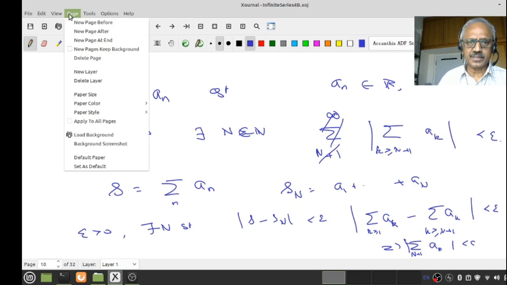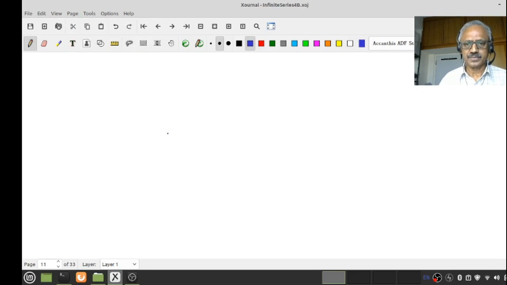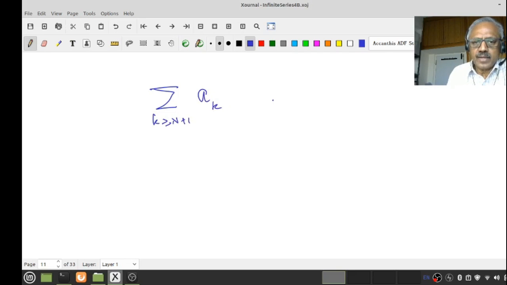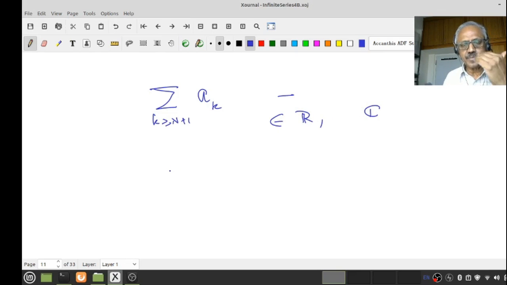Many people will like this and they think that's enough, but that's not correct, because as I said, you cannot work with that. So first, when I write this sum over k greater than or equal to n plus 1 of a_k, I want to understand the meaning. I want to think of this as a number, a real number or complex number, right? But this is again an infinite series, therefore I have to give a meaning to this, right?